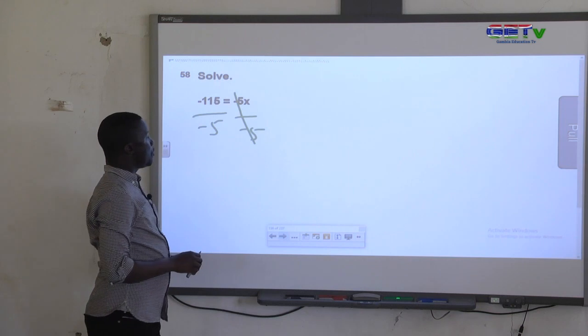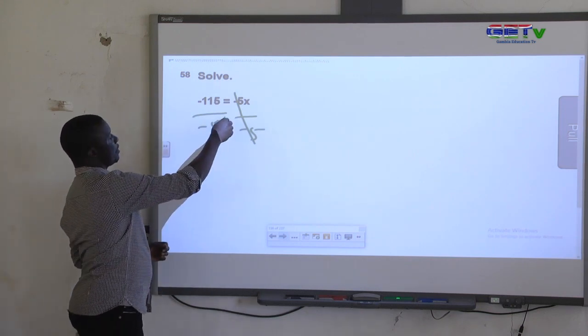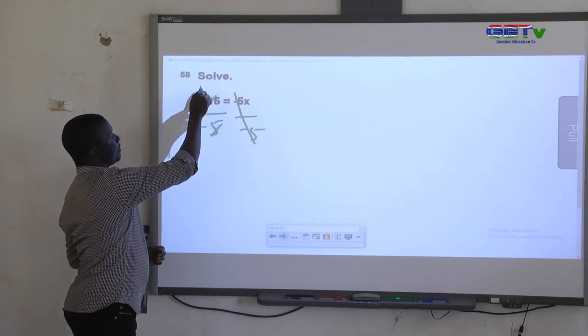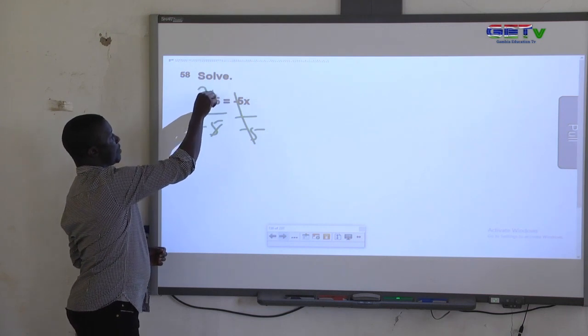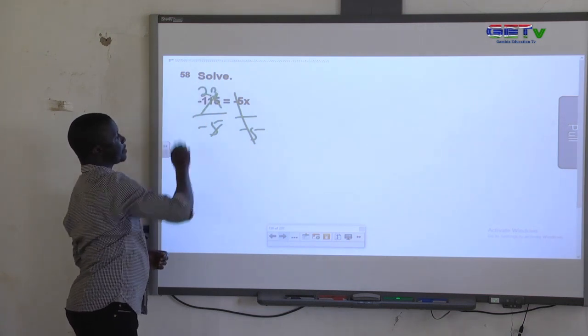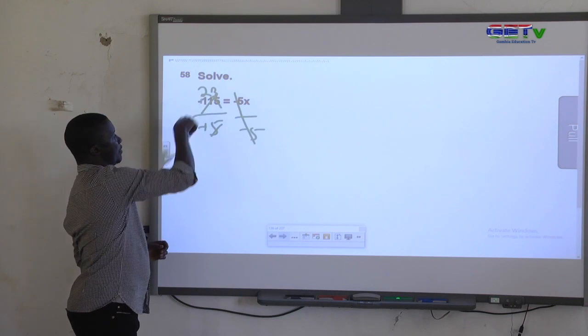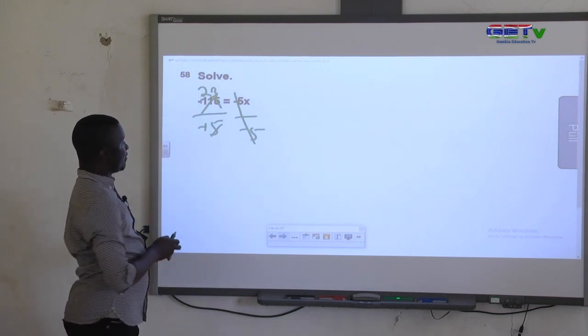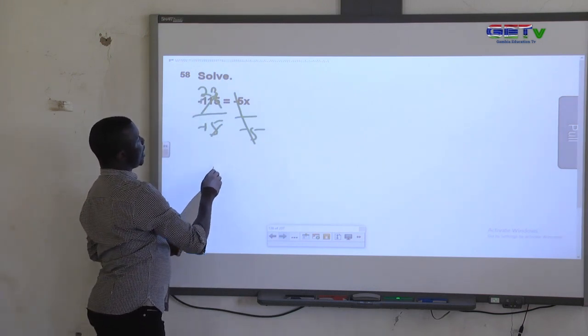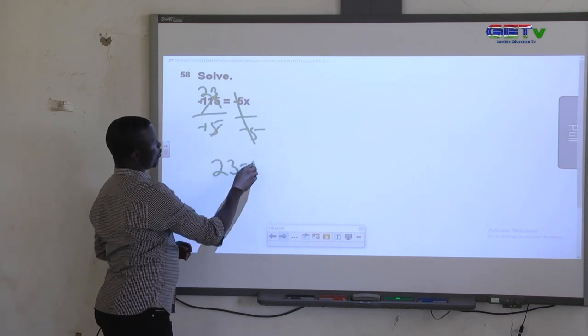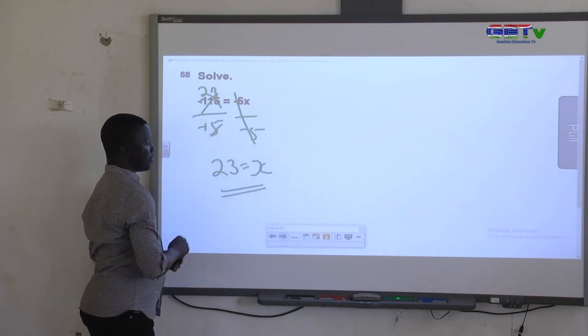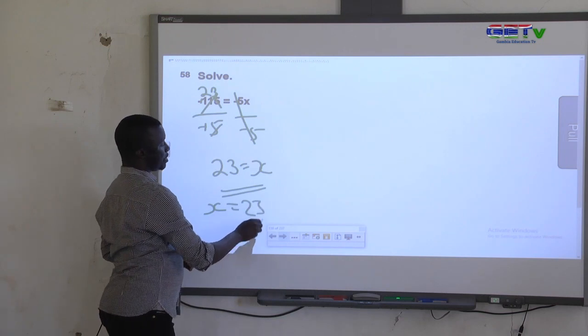Negative 5 cancels out. Say 5 goes into 115, 23 times. Because we are dividing a negative number by a negative number, the answer changes to positive. So we have 23 equals x, which is the same as x equals 23.